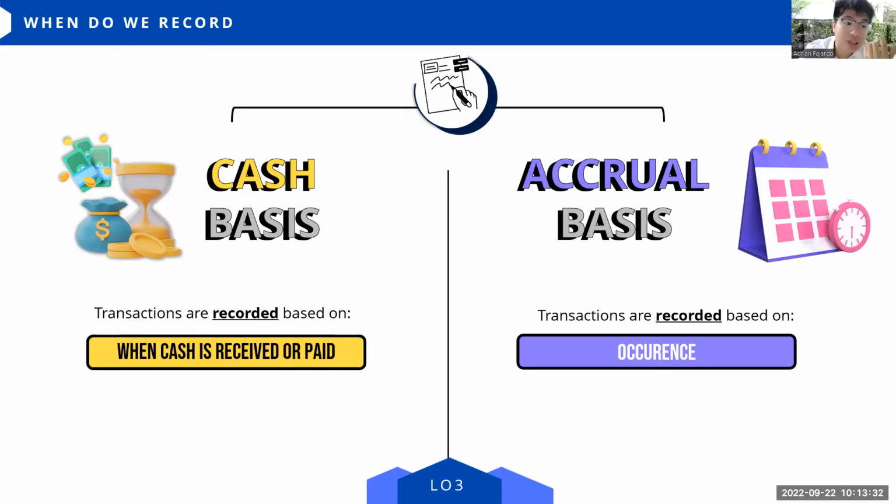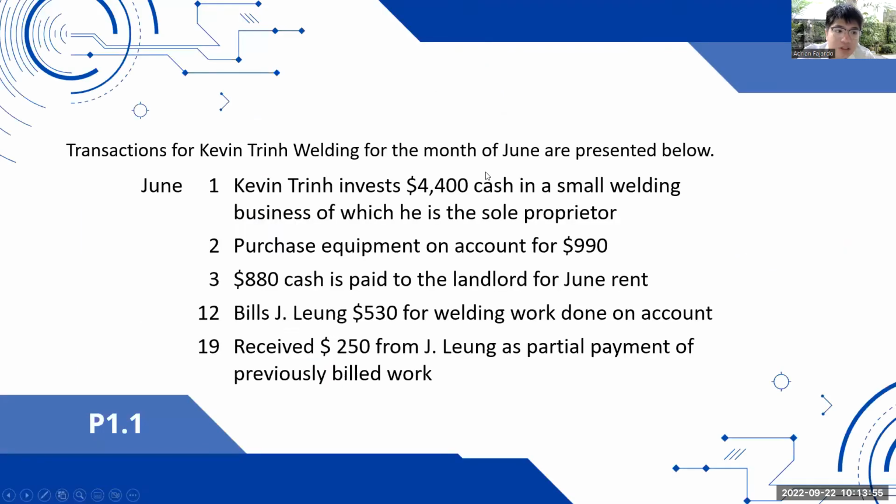And then it actually gives you a hint on when they record based on the name, right? Cash basis, you record only when cash is received or paid. For accrual basis, you always record every time there's an occurrence when it comes to a revenue earned or an expense incurred. So this is actually our first stop point. Basically, this is the first thing that we really have to master. We have to understand the difference between cash basis and accrual basis.